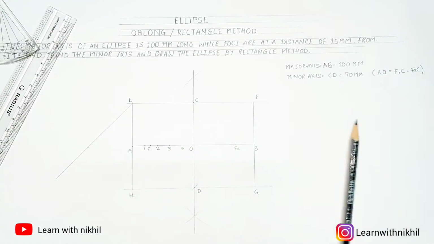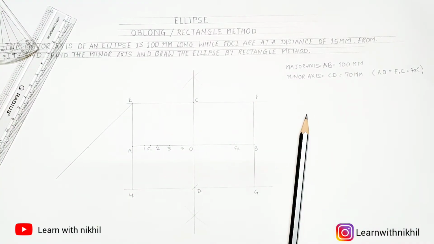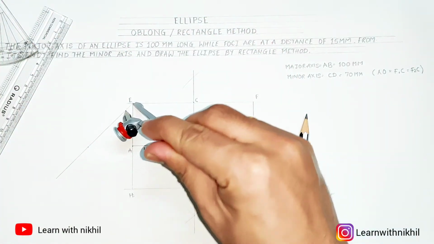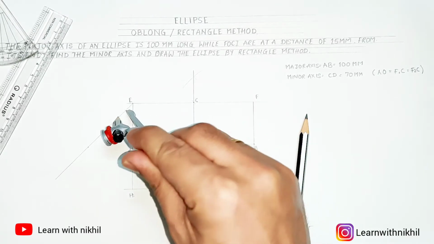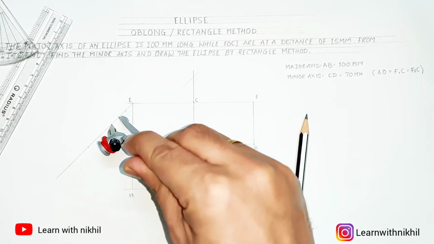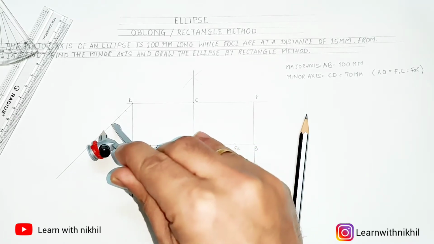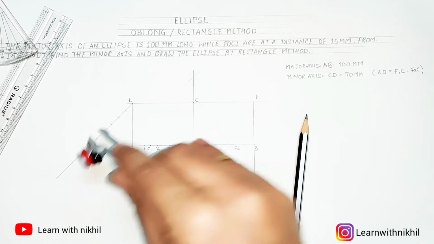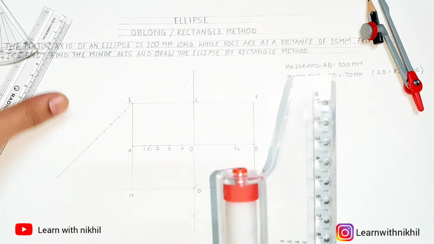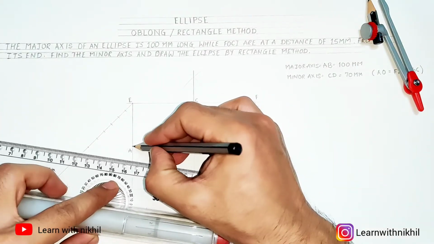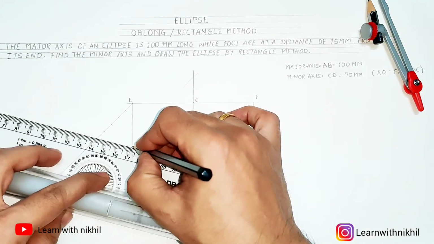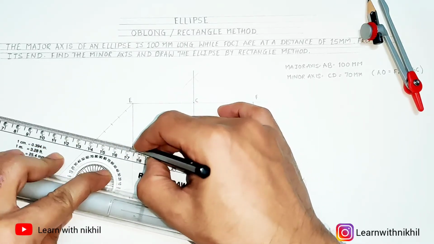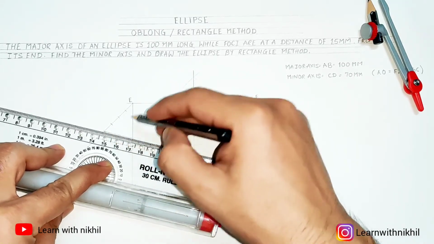So I have drawn a 45-degree angle line. Now I will divide this line into 5 equal parts. Take any distance on the compass. So 1, 2, 3, 4 and 5. So we have divided this line into 5 equal parts. Now you have to take the ruler scale. You have to join the last points from A to the last point, and we have to draw parallel lines from each of those points. So parallel lines from this.